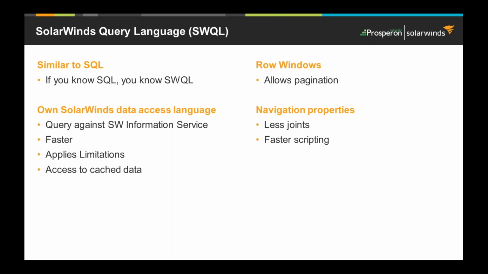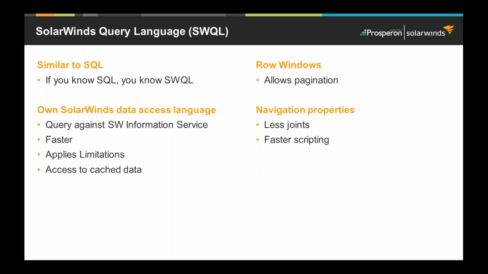SWQL is the SolarWinds data access language. It means that these SWQL queries are not executed against the database directly, they are executed against the SolarWinds Information Service. It looks like one more step in the process, but actually it makes it faster, because it accesses cache data, making the whole process much faster than using SQL.